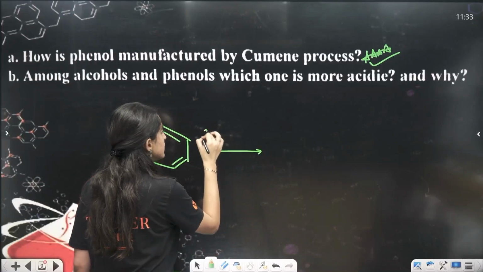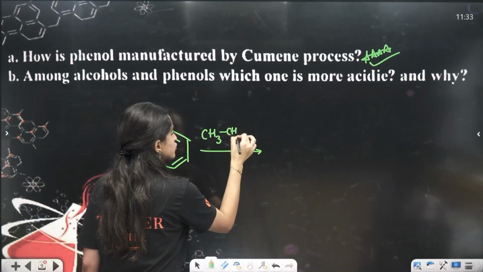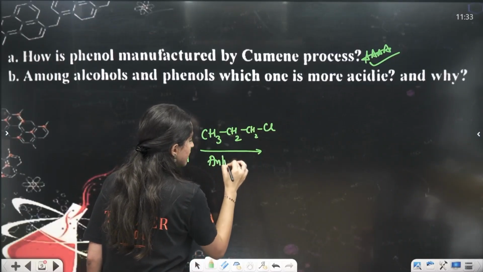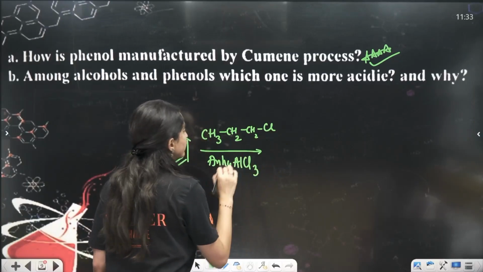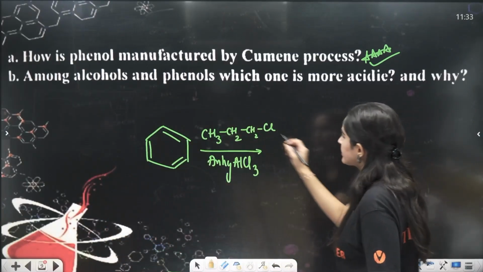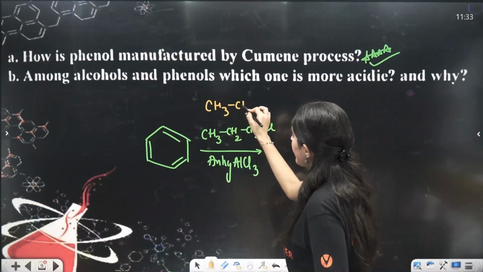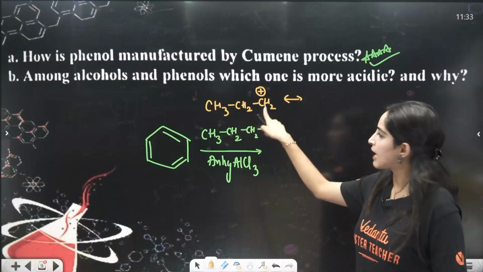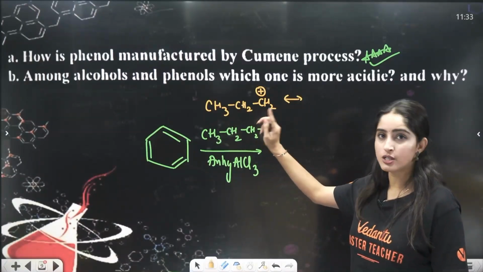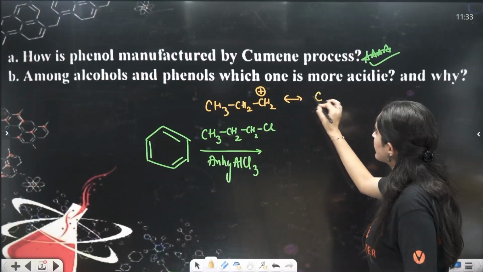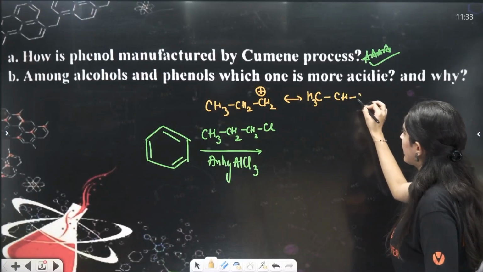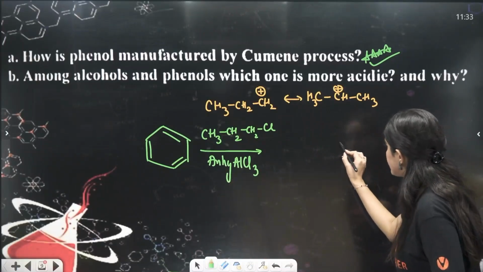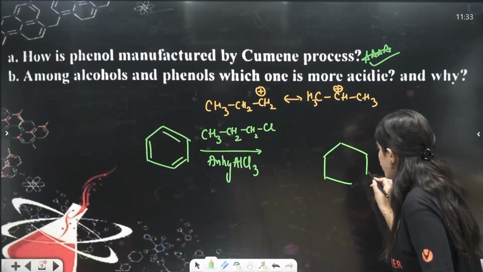For example, I have CH3, CH2, CH2, Cl, and this is my anhydrous AlCl3. I know there will be formation of which carbocation? There will be formation of the CH3, CH2, CH2 positive carbocation, which is attached to just one carbon, that is 1 degree. So it will rearrange and get converted to a 2 degree carbocation, right? Now I have this carbocation. This carbocation will attack on benzene and hence in the end you will have the formation of your cumene.